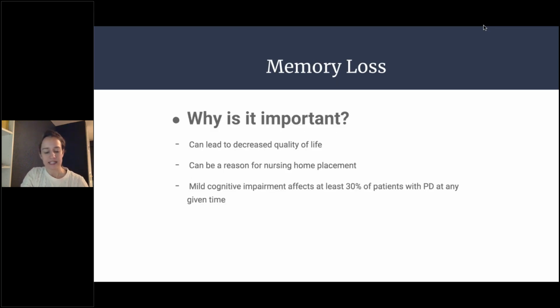You can see all three of these things in Parkinson's. And again, it's not a guarantee that with Parkinson's you'll have memory loss, but there is memory loss associated with Parkinson's sometimes. So it's important to talk with your neurologist about this if you're noticing some symptoms. It's really important because memory loss can lead to decreased quality of life and often is a reason for nursing home placement when people have dementia and aren't able to take care of themselves. Mild cognitive impairment can affect about 30% of patients with Parkinson's disease at any given time.